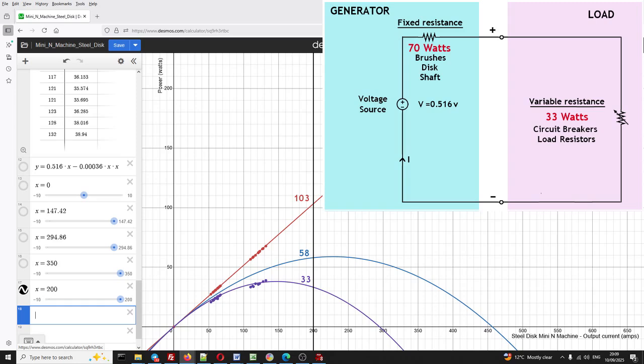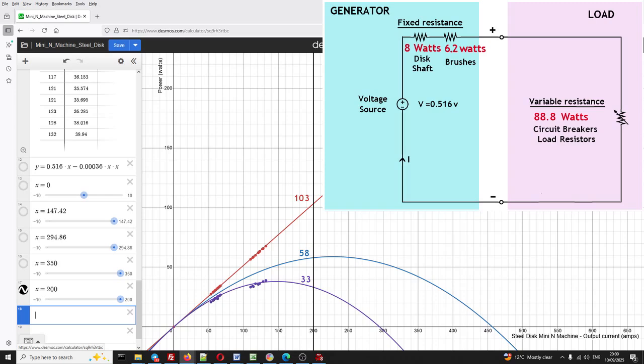So if we separate out the brushes in the circuit, it means the 70 watts can be split into 8 watts for the shaft and disc and 62 watts for the brushes. So if the brushes were redesigned such that their resistance was 1/10 of what it is now, and we add the 9/10 that was brush resistance to the load resistance, the load power would increase by 55.8 watts, making a total of 55.8 plus 33, which is 88.8 watts of usable power, with the input power still at only 58 watts, thus producing significantly more usable power out than in.